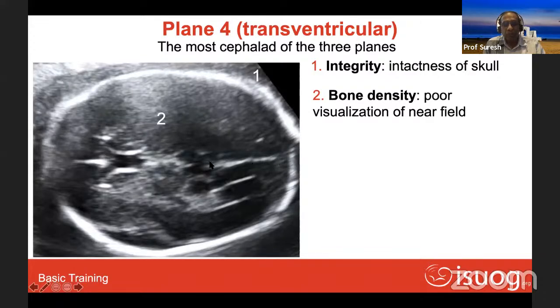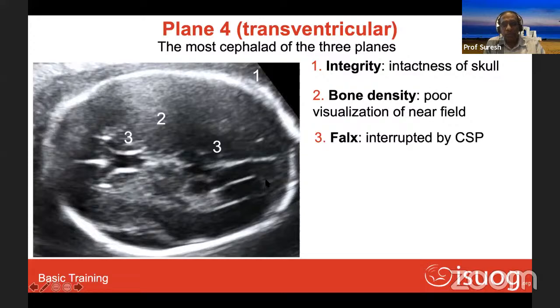can see the midline falx here, the far hemisphere is seen well, whereas the structures in the near hemisphere should not be seen well. There should be poor visualization here. That means there are reverberation artifacts from the skull, and that's why you're not able to see it. And that's a good sign because it tells you the skull is well mineralized or ossified.